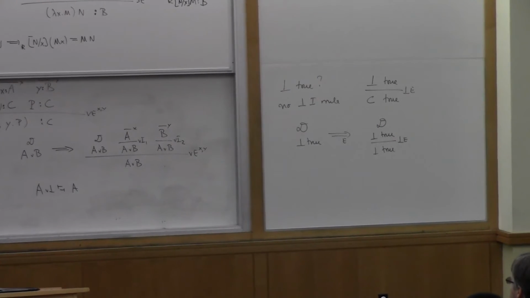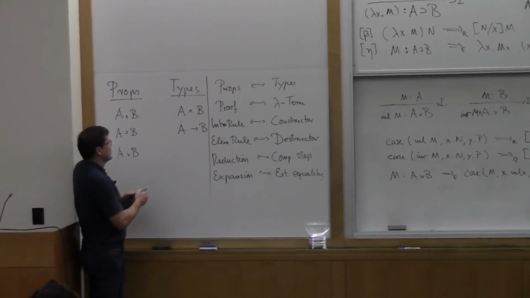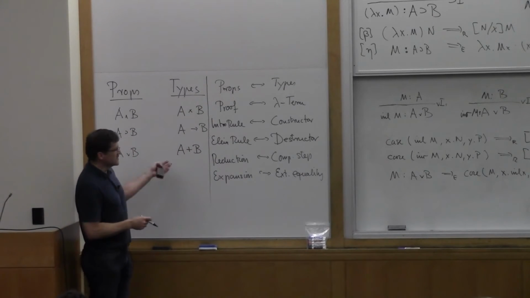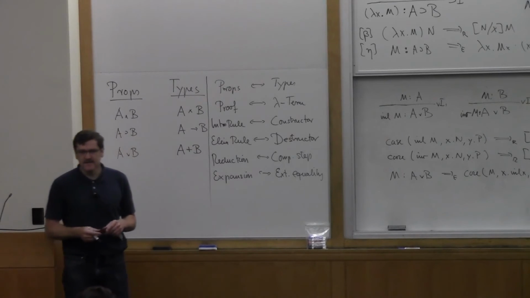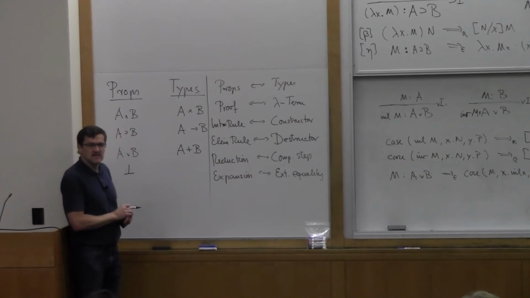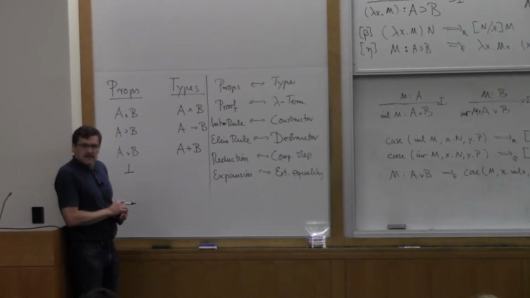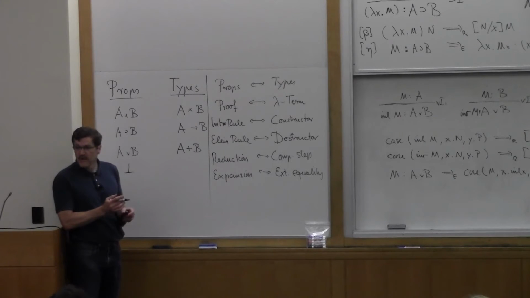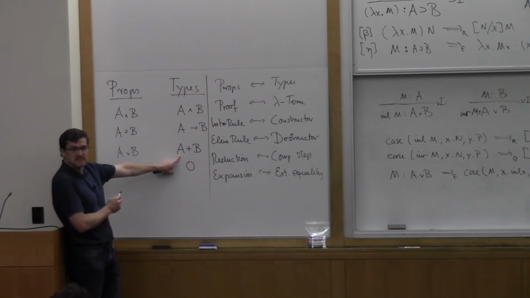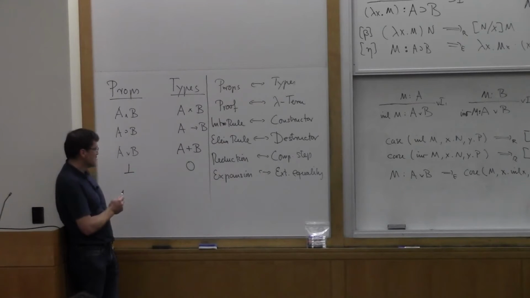Okay. Let's complete our table here before I do top. So what does A or B correspond to? Well, you may not have seen that, but usually it's called the sum type. Okay, A plus B. And the elements of the sum type are injections on the left or injections on the right, and you discriminate them by case. And what does falsehood correspond to? It's the empty type, right? A type with no values, okay? And so we can write that as 0, okay? And it's a unit of sum, right? Because A plus 0 is isomorphic to just A. So bottom corresponds to the empty type.